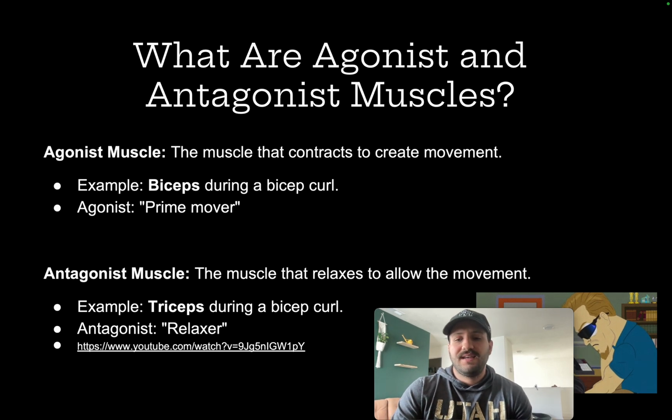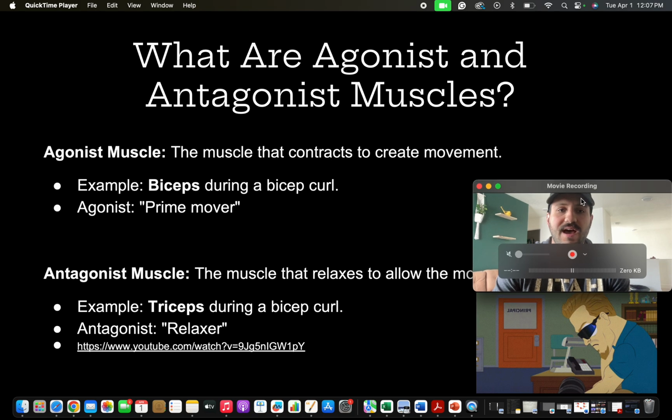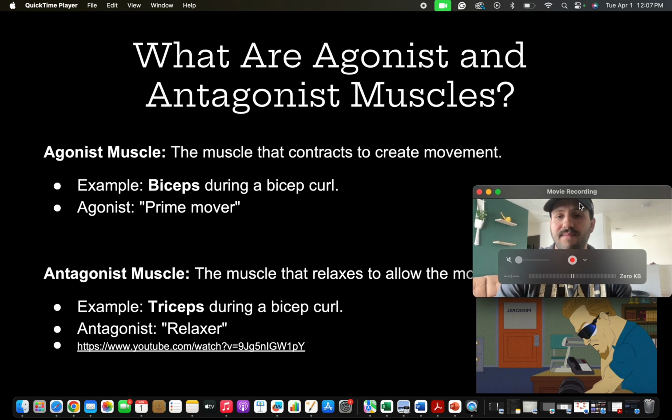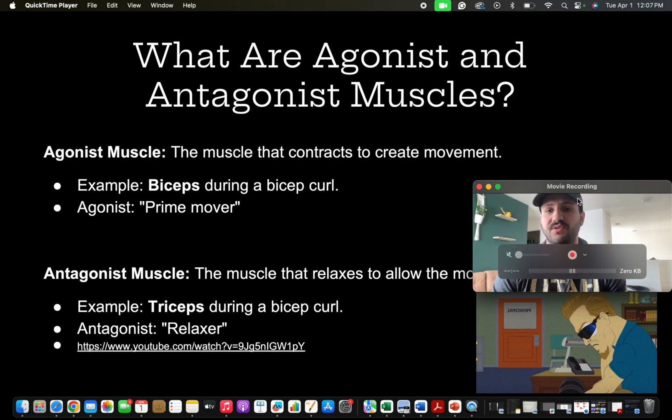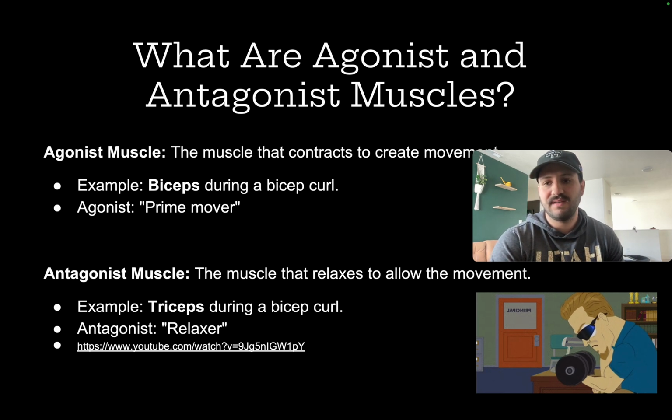So what are agonist and antagonist muscle groups? For agonist, we have the prime mover. What I mean by that is the muscle that contracts during the lift. If you look at this little emoji down here, you'll see that he's doing a bicep curl. The muscle that contracts during a bicep curl is the bicep itself, and that would be the agonist muscle.